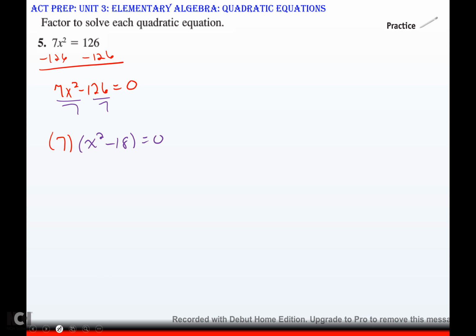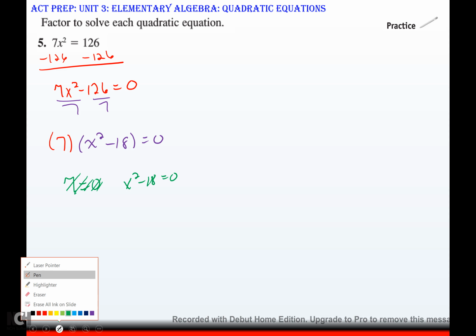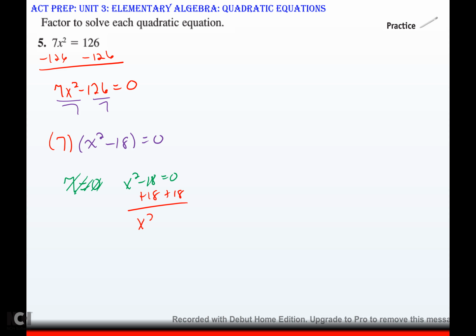And we factored, so now we set each factor to 0, and I have 7 equals 0, which is just silly. There's no variable in it, so it doesn't give us a solution. And I have x squared minus 18 equals 0. Well, to get x alone, I'm going to add 18. So x squared equals 18, square root. And I get x equals plus or minus the square root of 18.